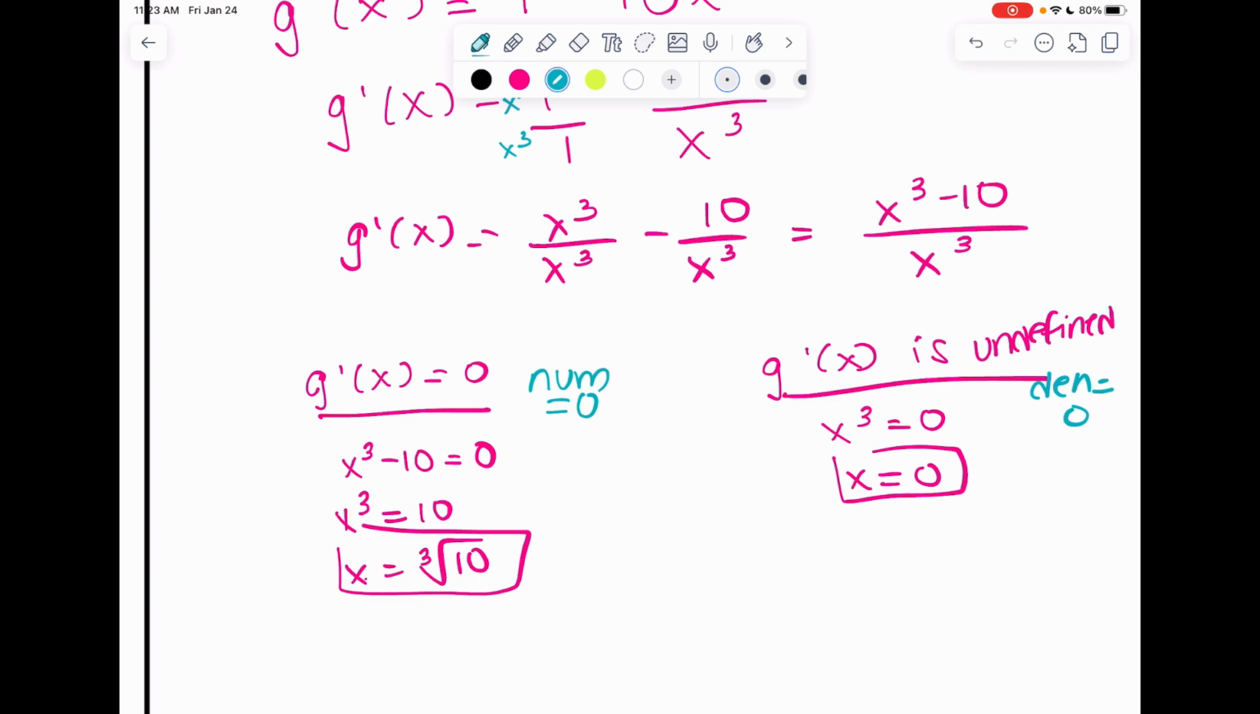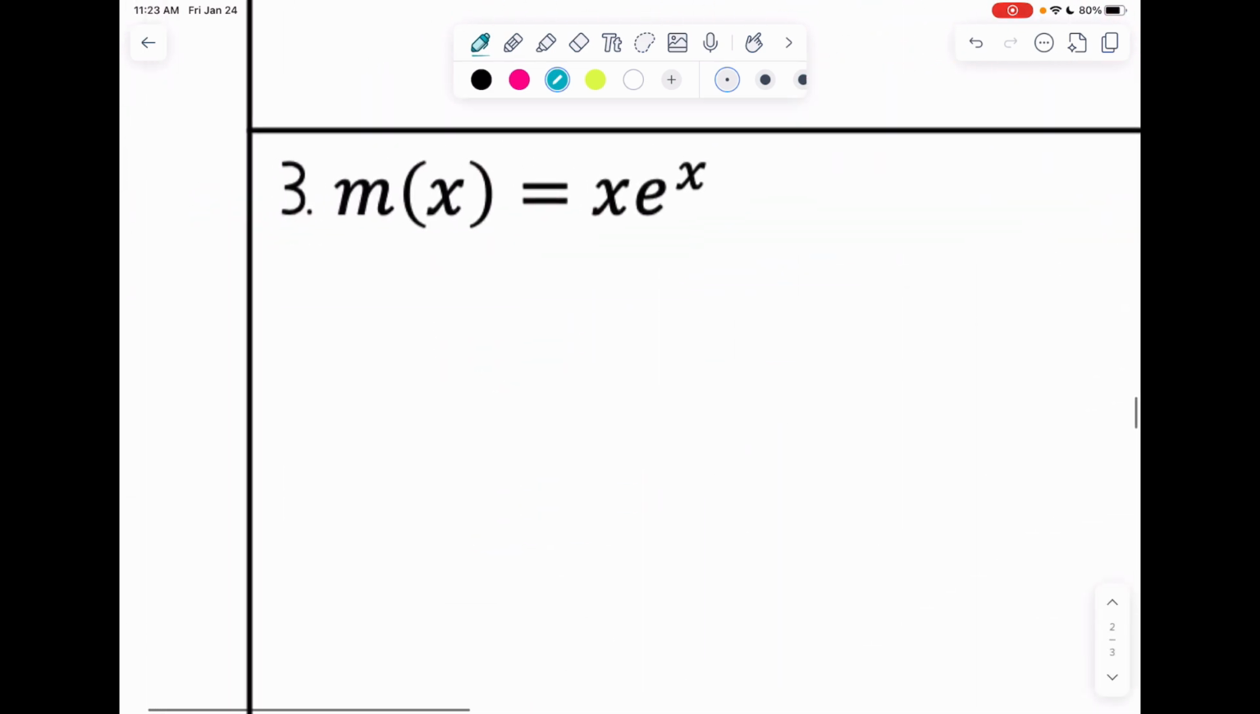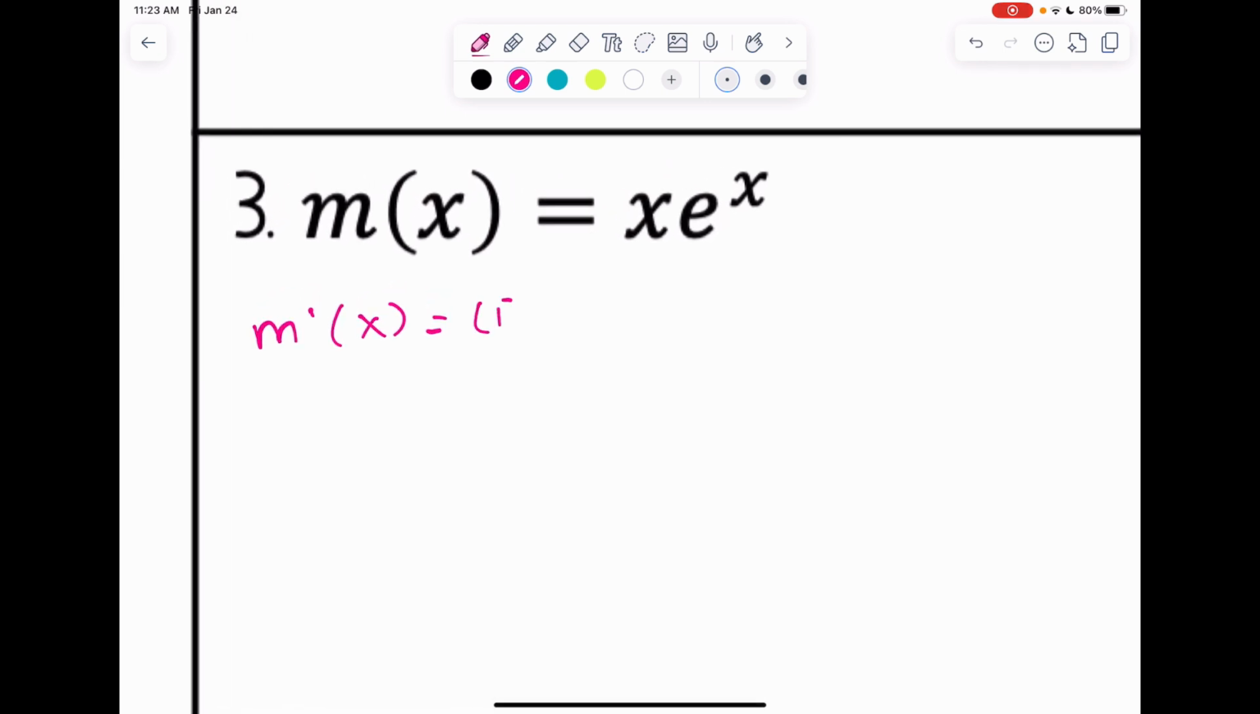All right, moving on to number 3. m of x equals x times e to the x. So when I take the derivative of this, this is going to be product rule because I have two functions being multiplied by one another. So a derivative of the first term times the second plus the first term times the derivative of the second. And recall that the derivative of e to the x is just itself. Let's clean this up a little bit.